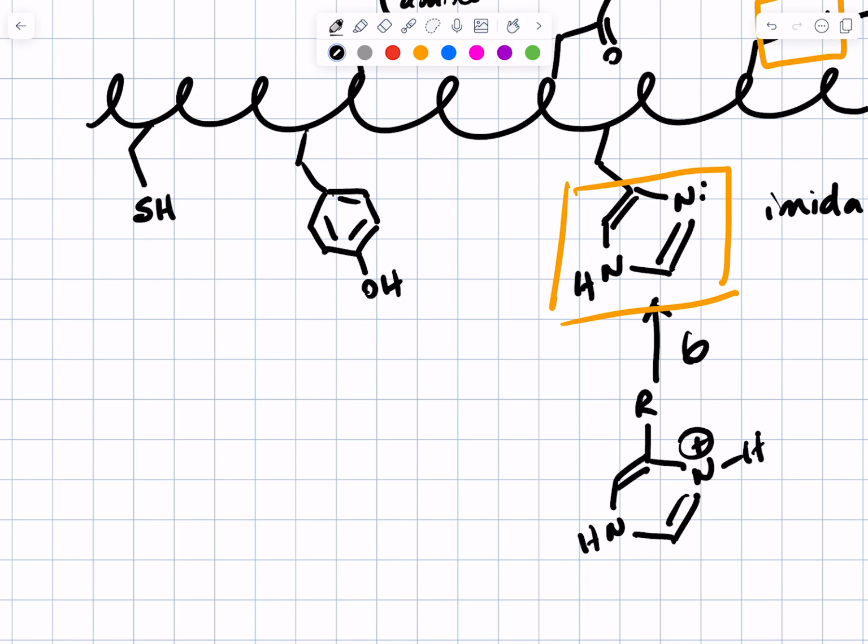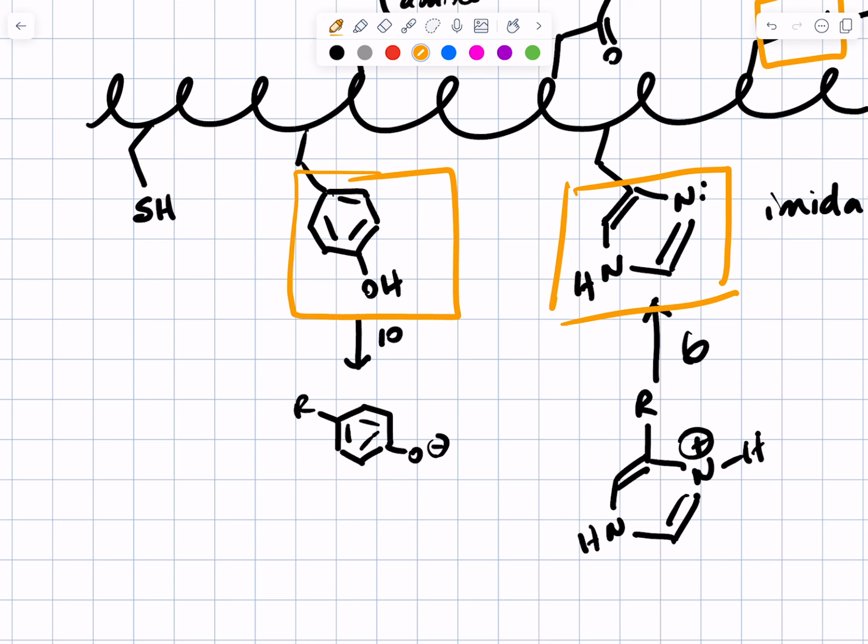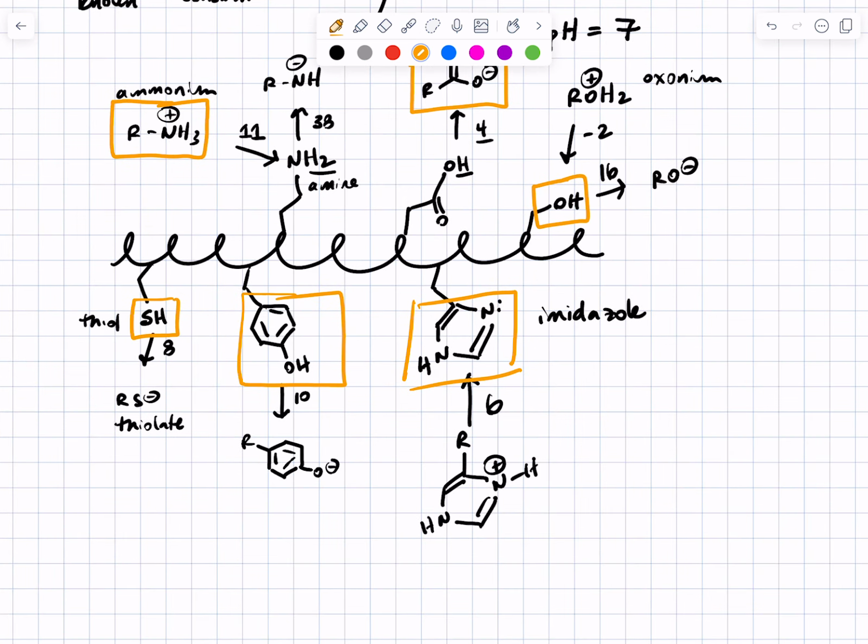For example, this alcohol has a pKa that is 10 because its conjugate base is resonance stabilized, so its pKa is lower than you would expect for a typical alcohol. But again, at physiological pH 7, pKa is greater than pH. That means the proton is still on. Similarly with this sulfur, the conjugate base is called a thiolate. The thiol has a pKa of 8. 8 is greater than 7. You'd predict that was neutral.